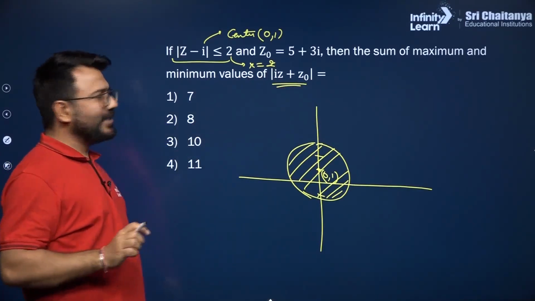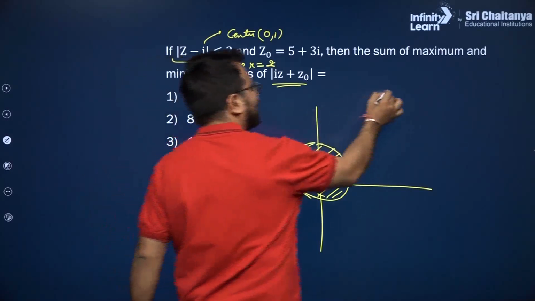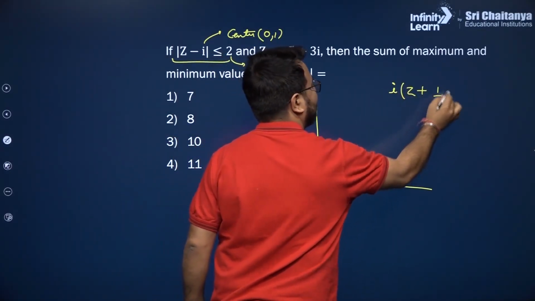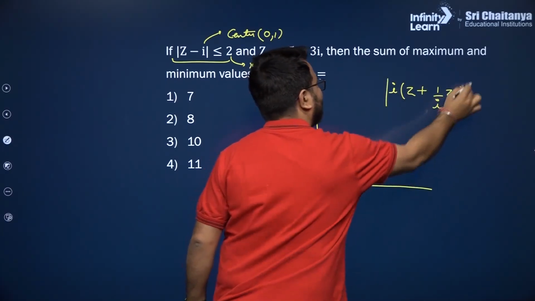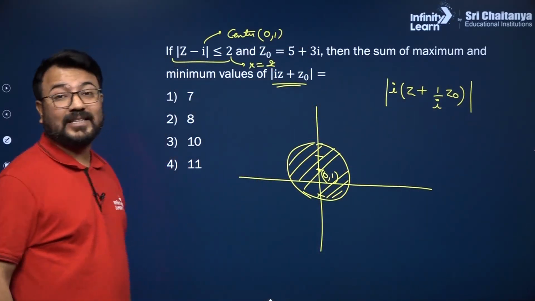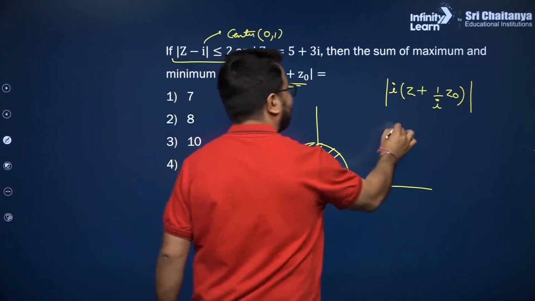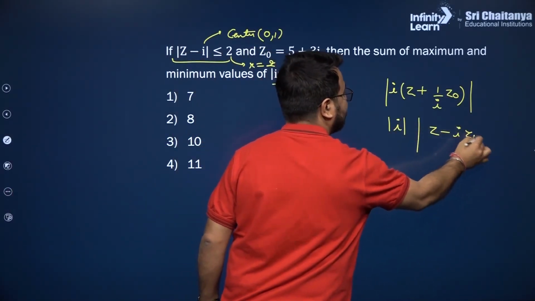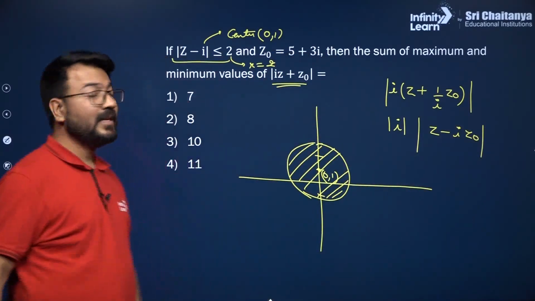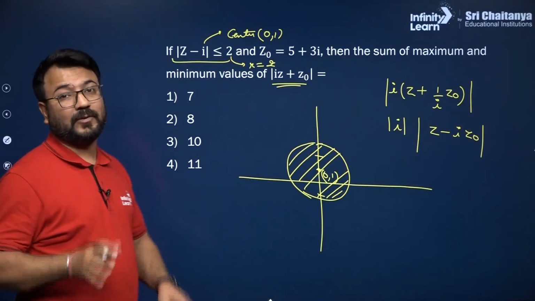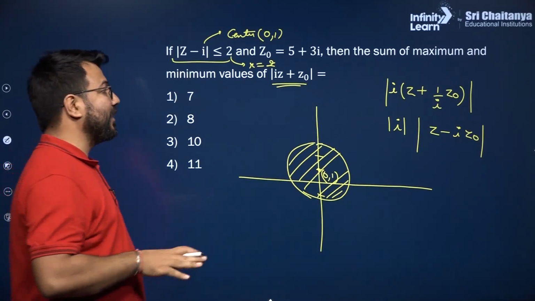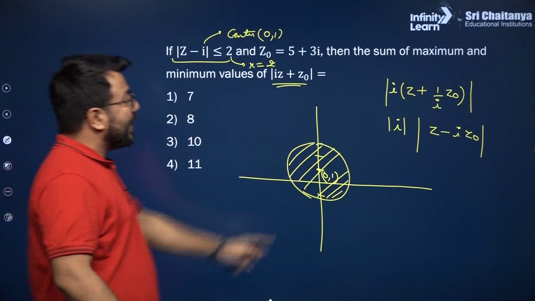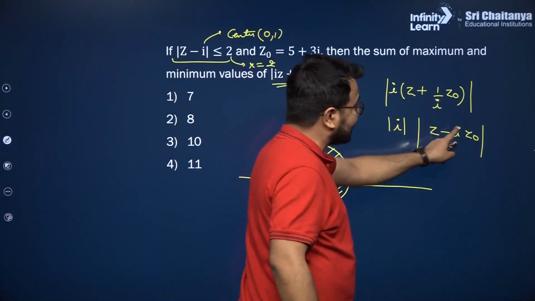So basically what we can do from here, I can take this iota common and I will be left with modulus of z plus 1 upon iota into z0. Then I'll apply the property of the modulus, that here we will have modulus of iota and here we will have modulus of z minus iota z0. This is also clear to you. So in this situation, modulus of iota will be equal to what? Modulus of iota, we can observe here, will be equal to 1. And here we have z minus iota z0.